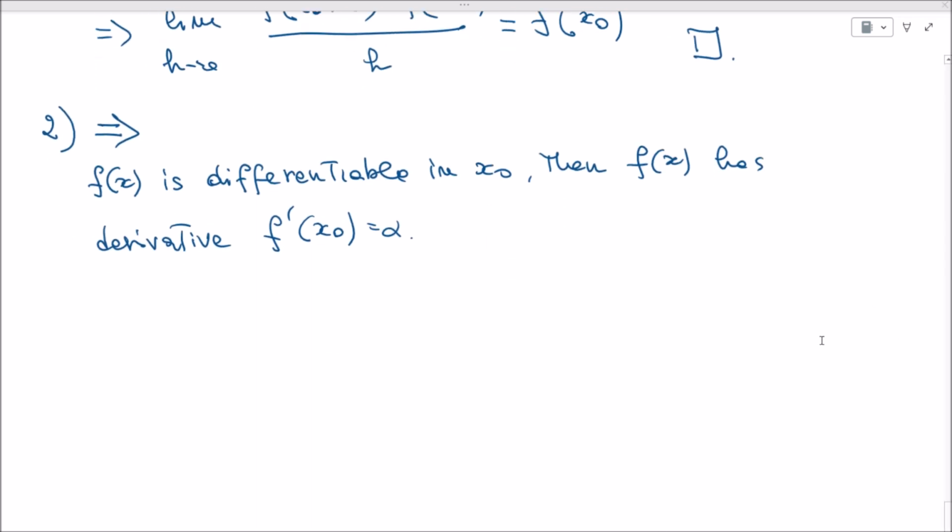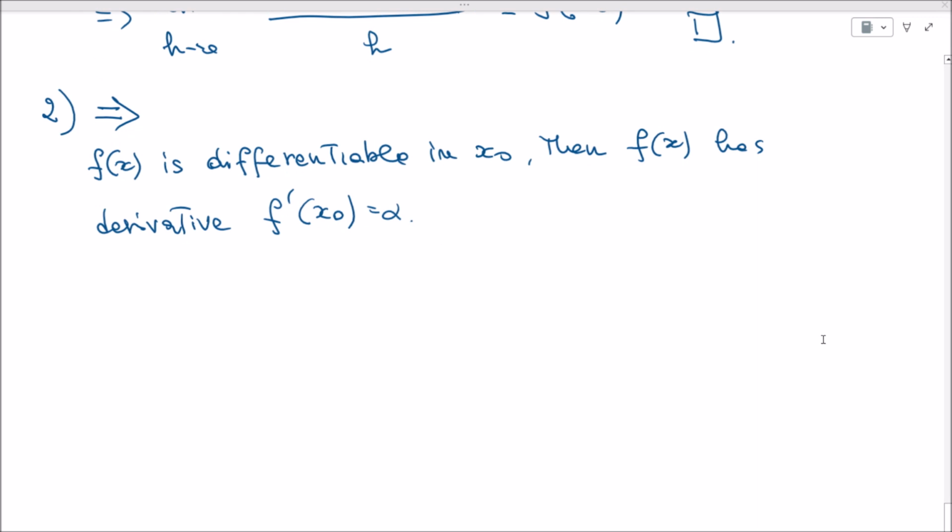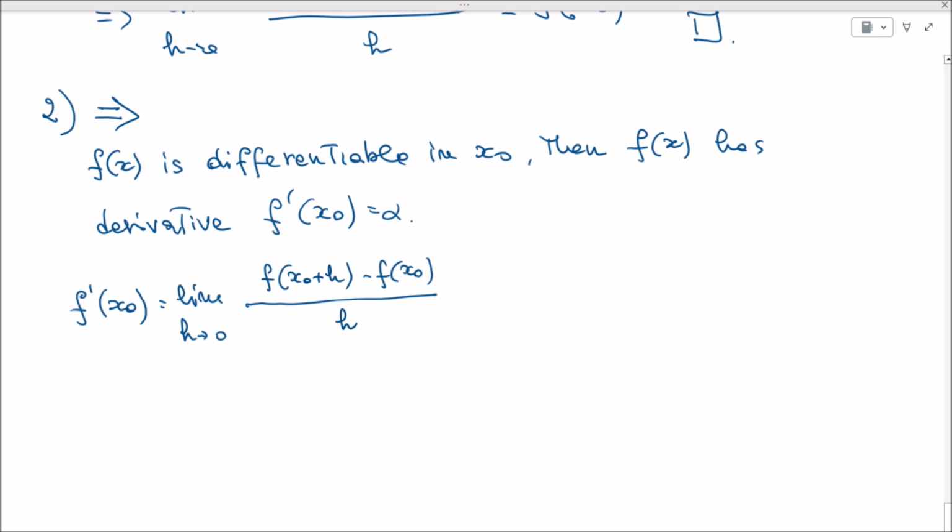So because we are looking at the derivative f prime of x naught, let's immediately write what we would expect this to be. Let's see if this limit exists. Well, this is just the limit as h goes to 0 of f of x naught plus h minus f of x naught divided by h, right?